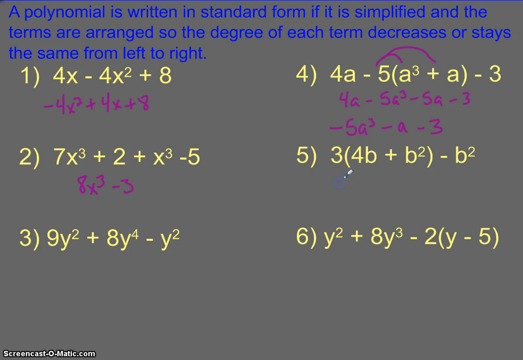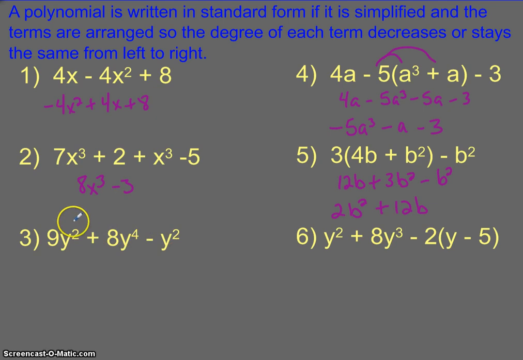Next, get rid of the parentheses. 12b plus 3b squared minus b squared. Okay, I know the b squared is going to be a higher degree than this, so it's going to have to go first, but I'm going to combine them and then write it. 3b squared minus 1b squared is simply 2b squared. Okay, and then put the 12b next because it is the last. This has a degree of 2, this has a degree of 1.